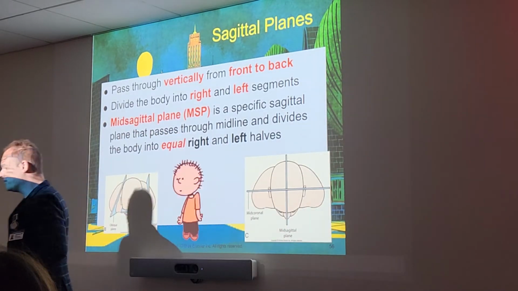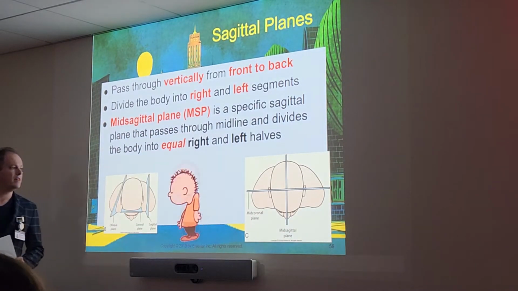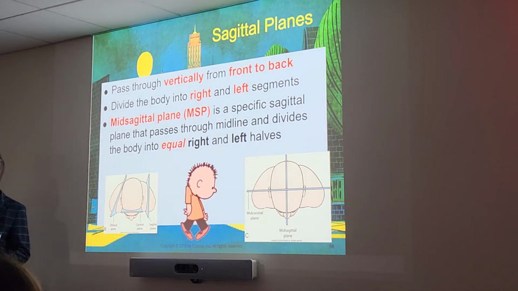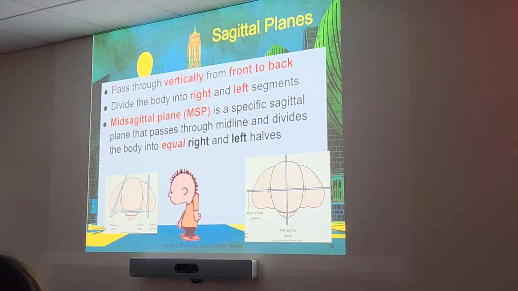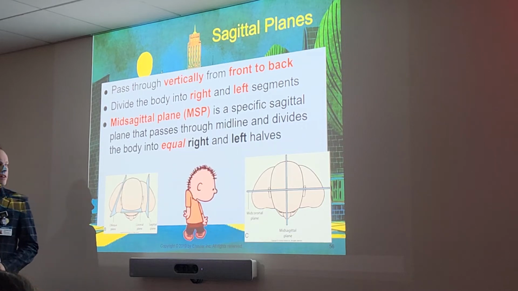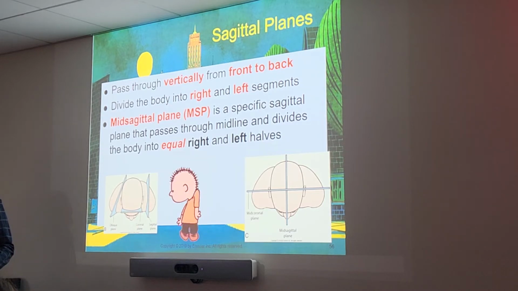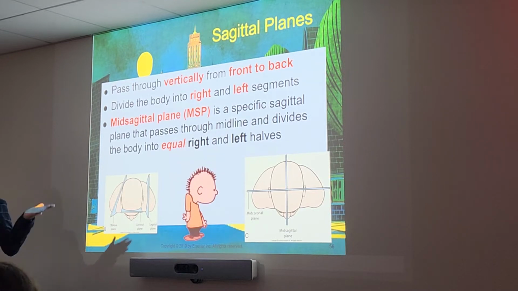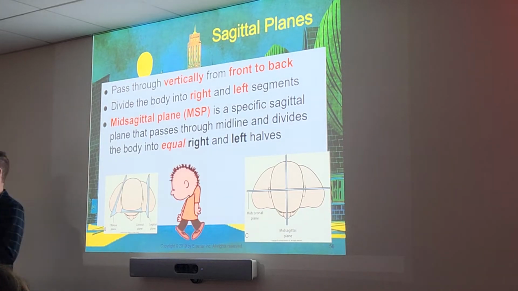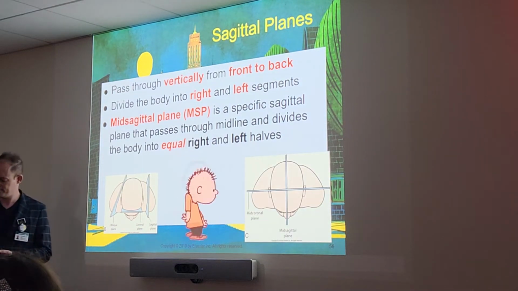So very, very important to know that concept. A lot of our positioning and centering is going to revolve around that specific MSP or mid-sagittal plane. Now, what's the other one we're going to talk about next? What's in that picture on the bottom right? We're going to talk about the coronal planes next. So before I even go to the next slide, what do you think a coronal plane slice is going to be? In your own words.